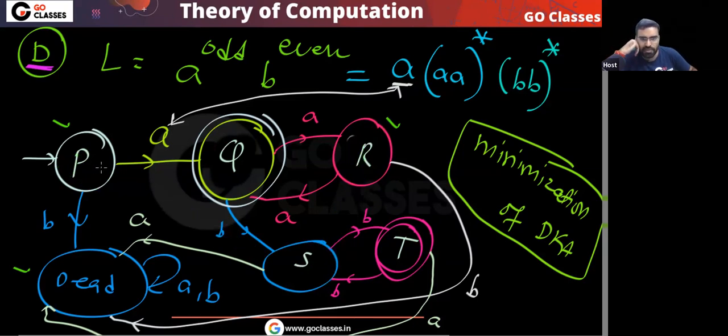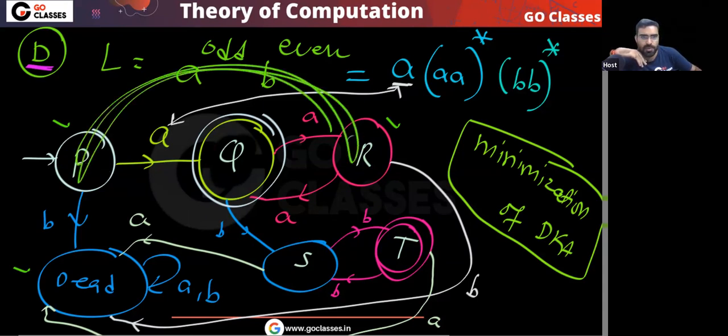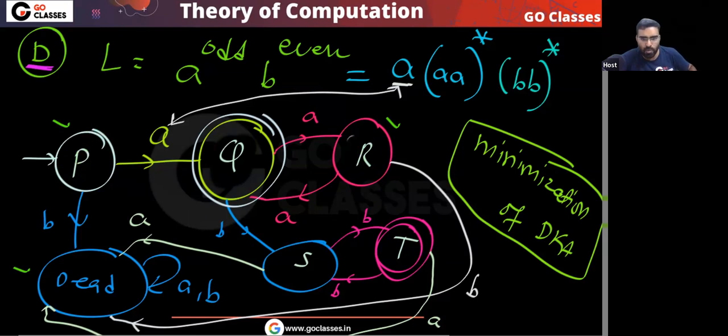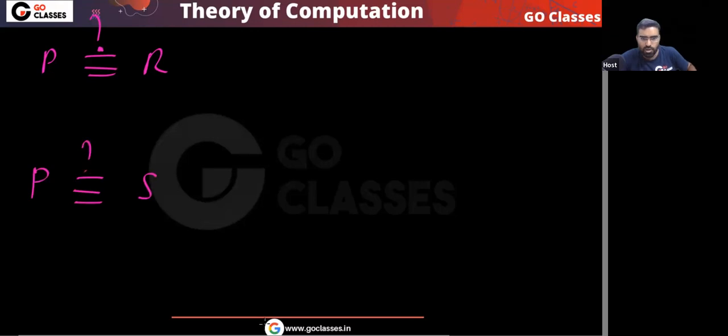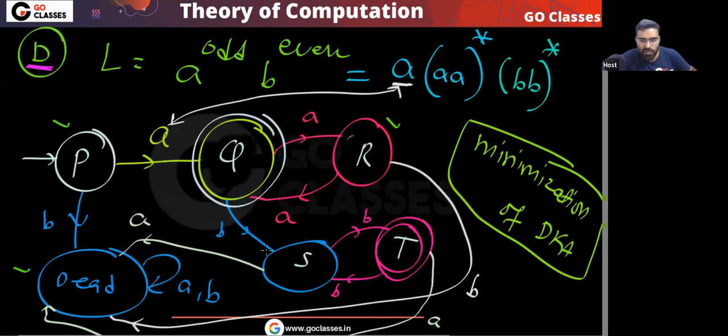Now which states do you have to compare? P comma R. Yes or no? So let's compare. Before that, is P equivalent to S? P comma S. They are not equivalent. They are distinguishable by B. Yes or no? They are distinguishable by B.